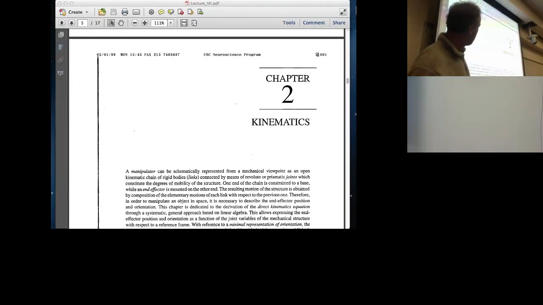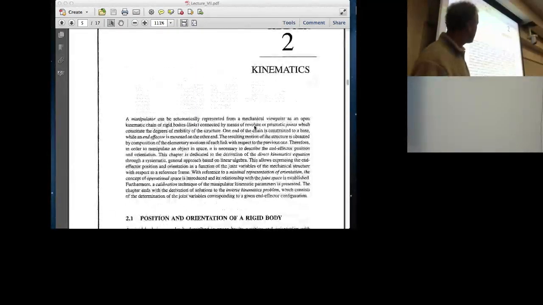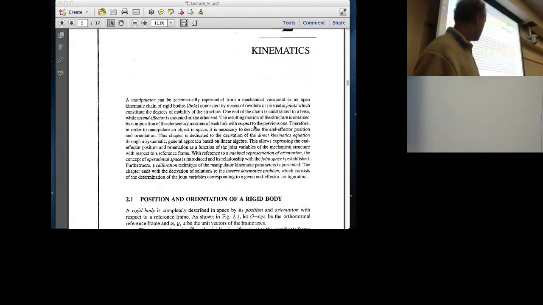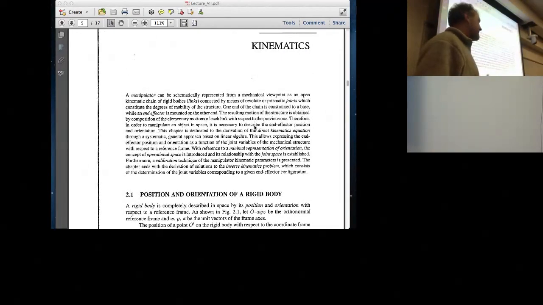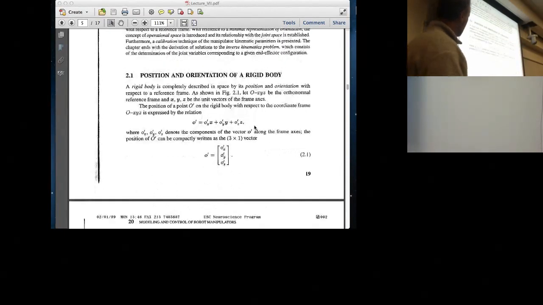So, chapter 2 on, where's my mouse? Okay, here we go. On kinematics in Siciliano. And this is really worthwhile reading. He develops it very nicely, very clean, very nice notation. Nothing to worry about.